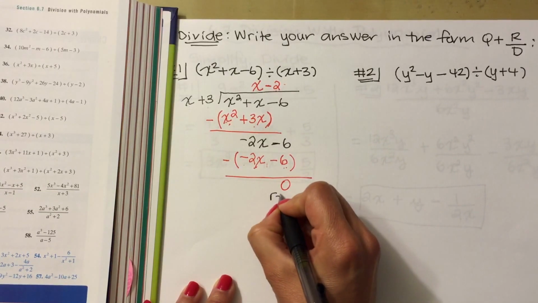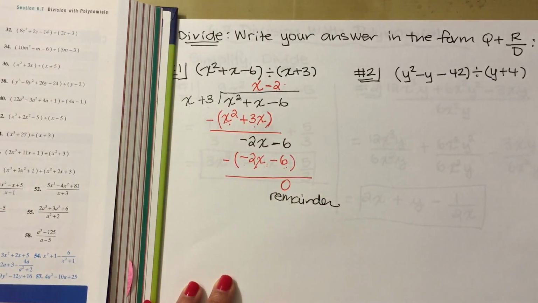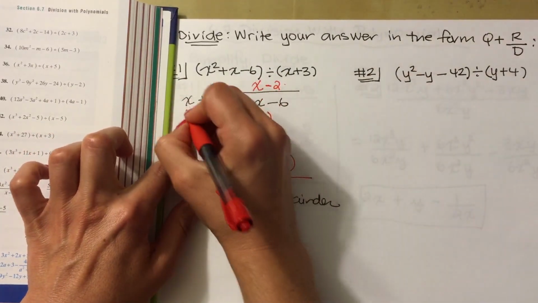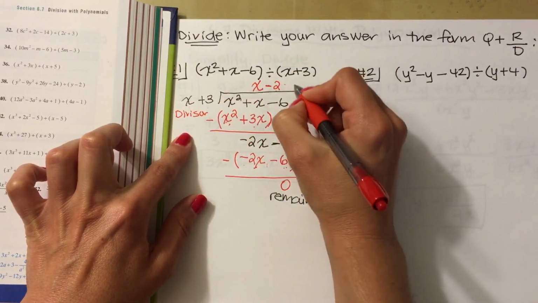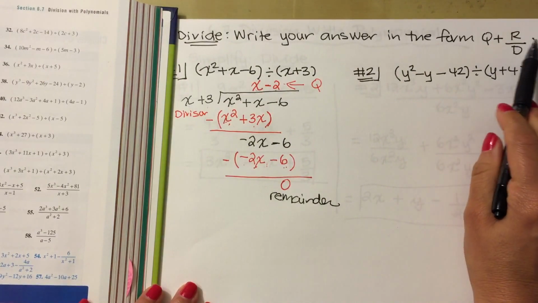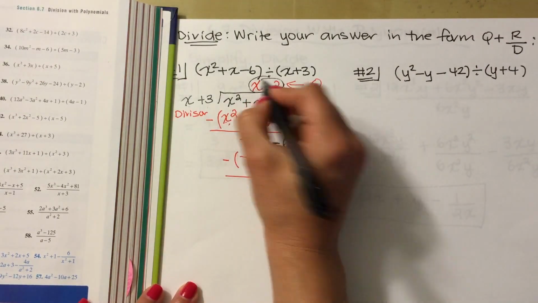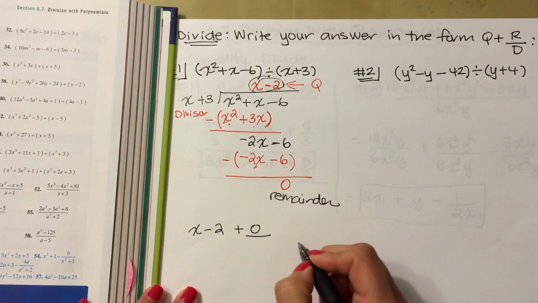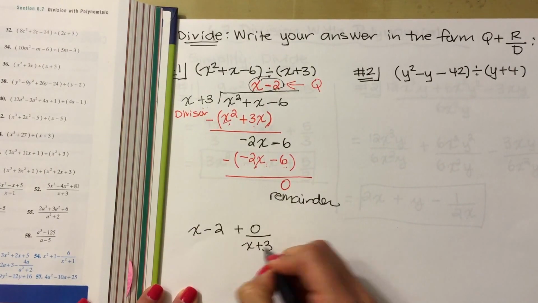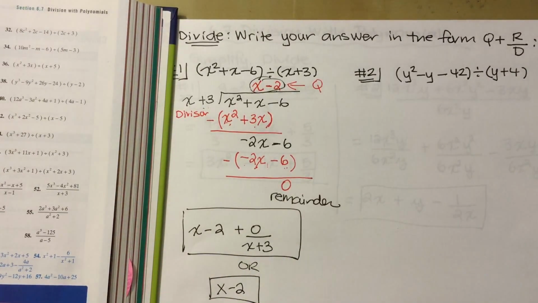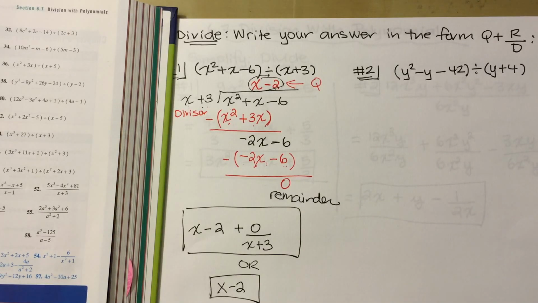Whatever number you get down here, that's your remainder. Okay, so this is my remainder. And then the number that's over here, this binomial, this is called your divisor. That's our D. And then your answer here, that is your Q. Q for quotient. So this is how we're going to write our answer. Quotient plus remainder over divisor. So quotient, whatever's up here, your answer, that's your quotient. X minus 2, okay, plus your remainder, which in this case is 0, over your divisor, x plus 3. This is my answer. Since the remainder is 0, I can also just write x minus 2 because that also works for my answer. So any of these two would be okay as your solution.